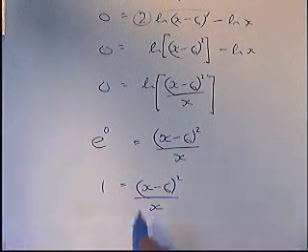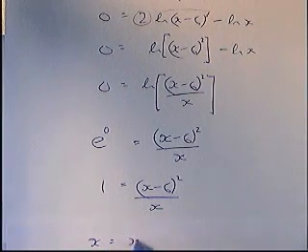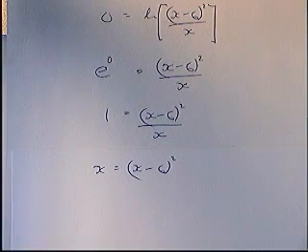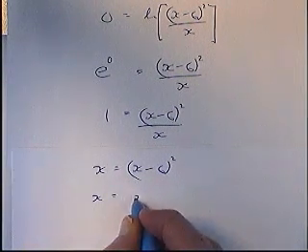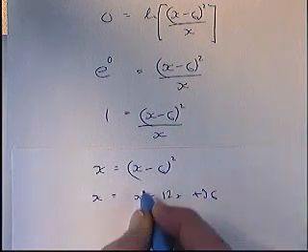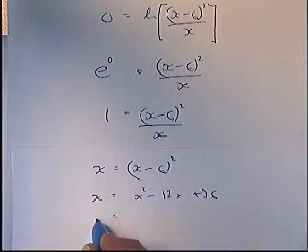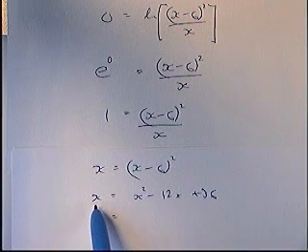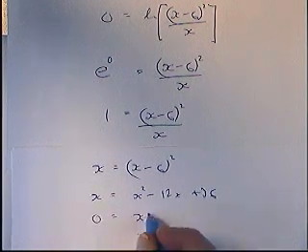Now if I bring this x up here and multiply it by the 1, you might spot we're going to come up with a quadratic equation. If I multiply out the bracket over here, and with a quadratic equation you usually make it equal 0, so I'm going to take 1x off both sides.